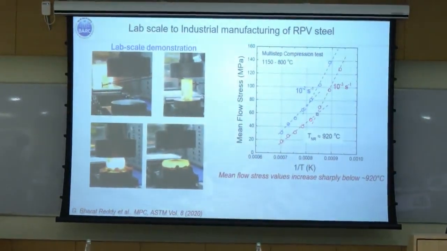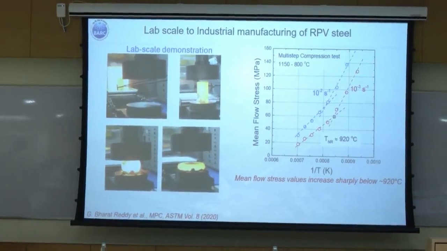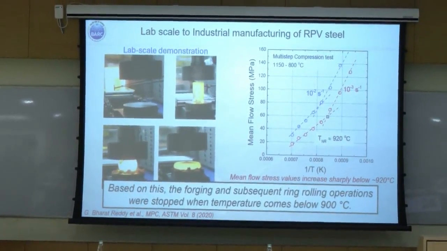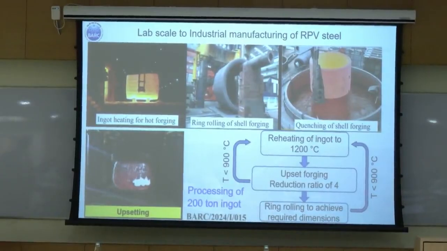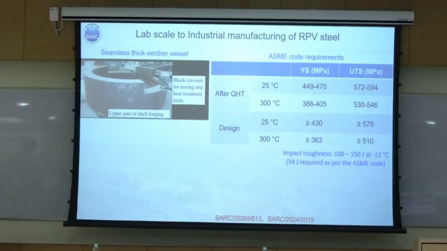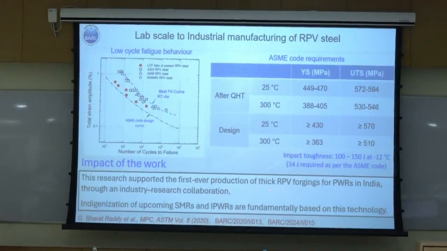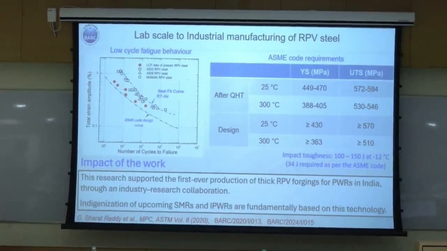And this is the forging hot deformation map where we have established the forging conditions. And this is a step deformation test result, which basically indicates that at a temperature closer to 1200 degrees Celsius and below that, the flow stresses rise significantly. We have demonstrated at lab scale the forging operation of this reactor pressure vessel steel, and we have suggested that the forging operation should be stopped when the temperature comes below 900 degrees Celsius. These are some of the snapshots taken during the actual forging of the steel. The properties after final heat treatments were found to be meeting the ASME guidelines. This work supported the first ever production of thick RPV forgings in India for the pressurized water reactors through an industry research collaboration.